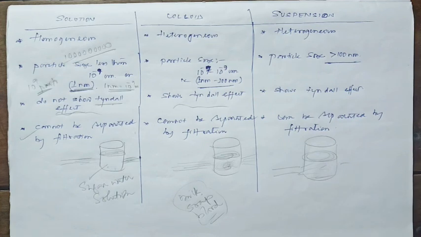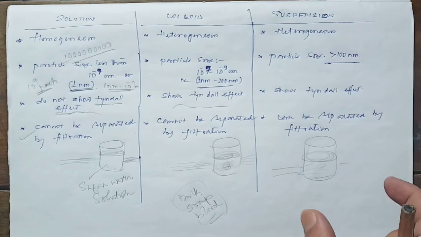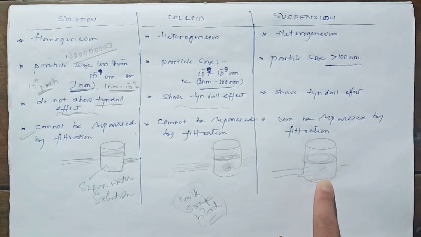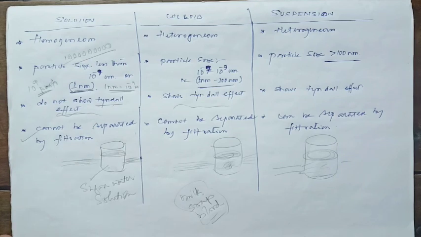But in case of a suspension, the particles being much bigger in size, if you pour this suspension into filter paper, we can separate the particles of a suspension. So these are the points distinguishing solutions, colloids, and suspensions. I hope, students, you understood this. So that's all.